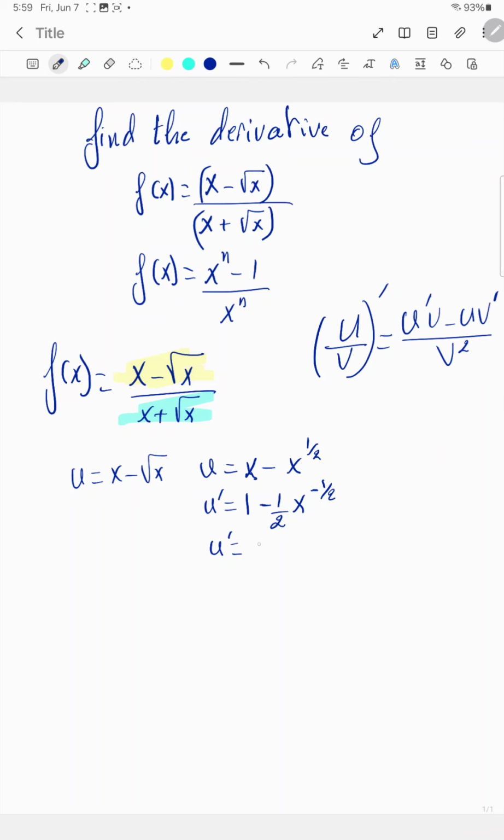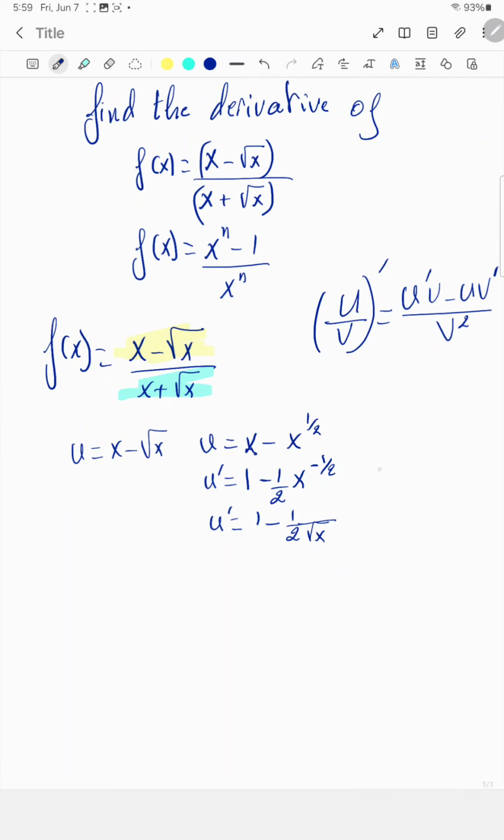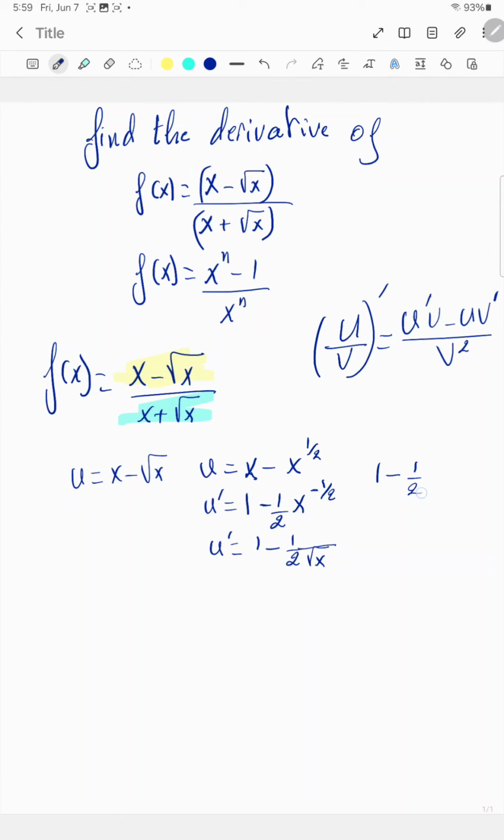So u prime would be 1 minus 1/2 divided by square root of x, because I bring x to the power 1/2 to the denominator to become positive, and x to the power 1/2 is square root of x. And my v is equal to x plus x to the power 1/2. So my v prime is equal to, derivative of x is 1, plus 1/2 x to the power minus 1/2. So the v prime is equal to 1 plus 1 over 2 square root of x.